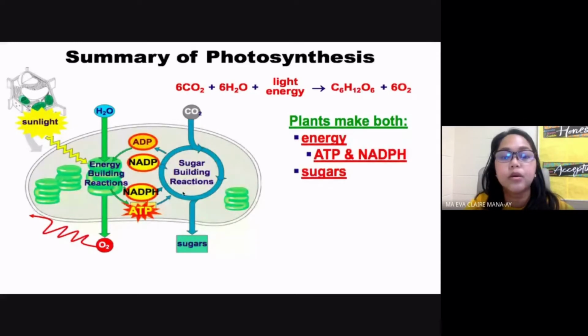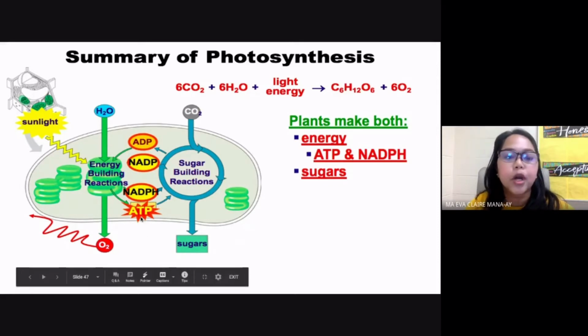Since these are used by your Calvin cycle or your dark reaction, these in turn are going to be returned to their structure, which is NADP and ADP. That means they have released some parts of their energy. And so they go back to your light reaction again to harness more energy so that they can go back to being ATP and NADPH.